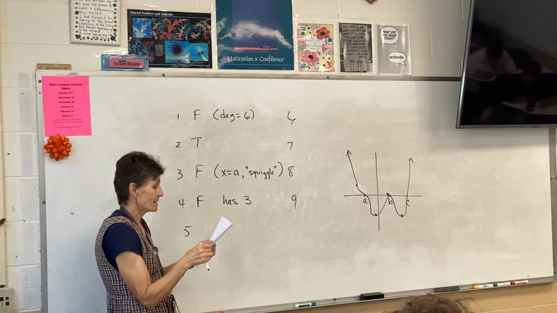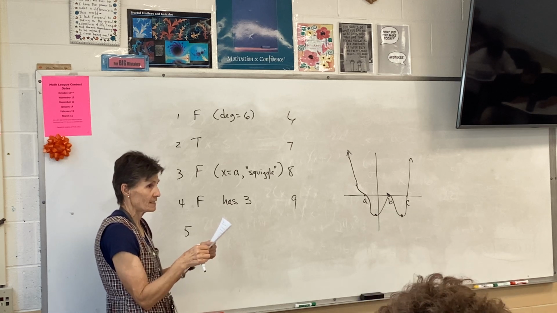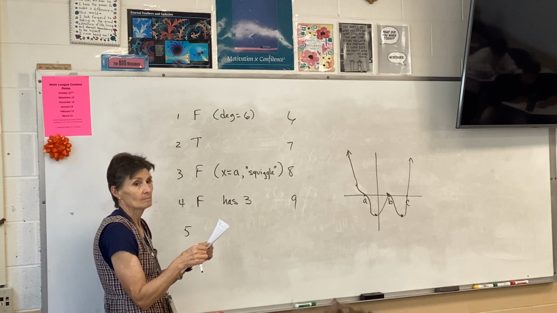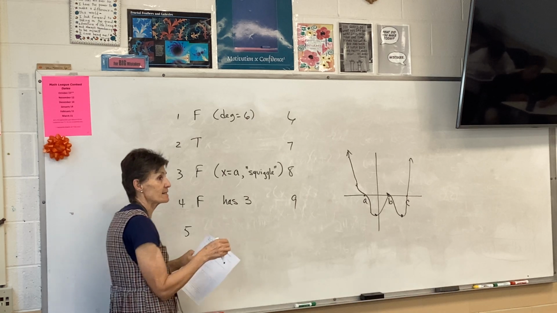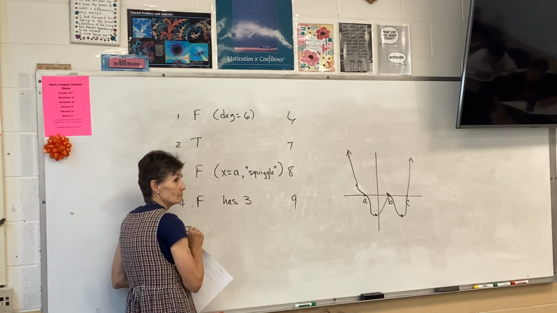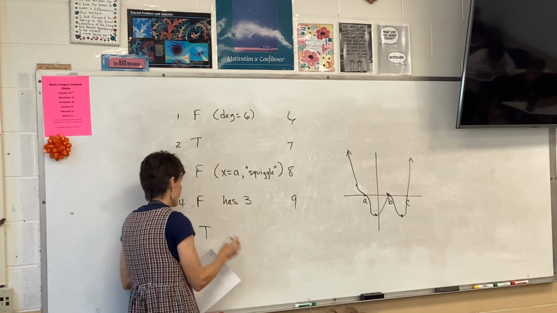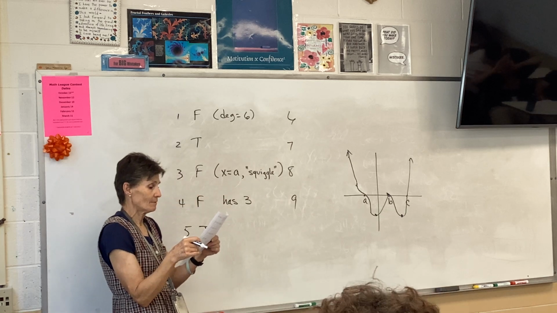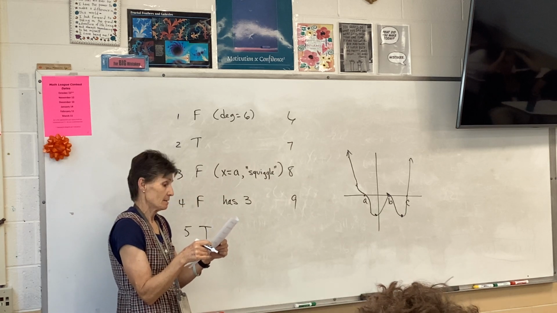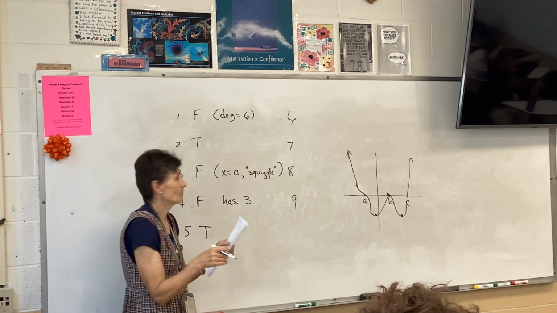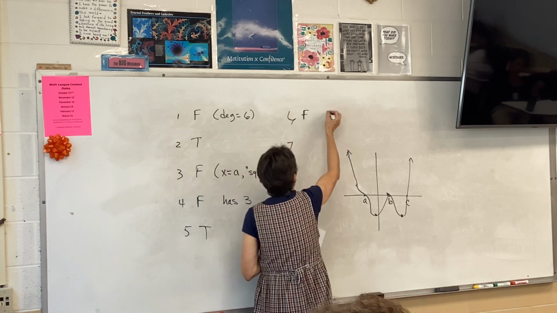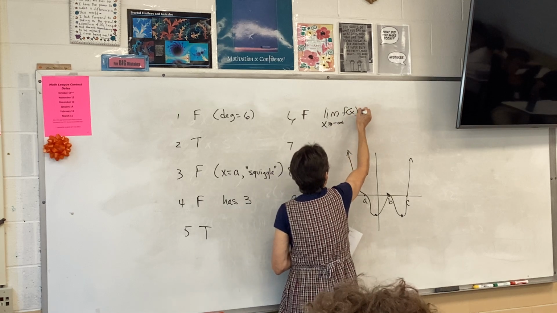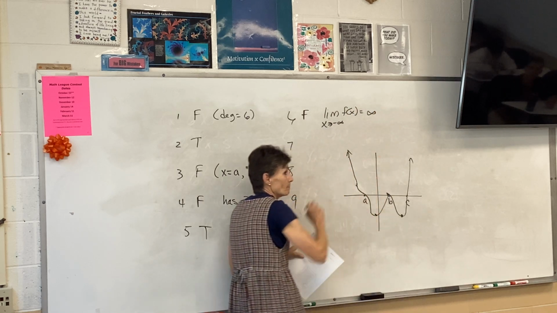The limit as x approaches infinity is infinity. True. Is that true? Yep, that's its end behavior, right? Up. That's true. The limit as x approaches negative infinity is negative infinity. False. The limit as x approaches negative infinity is still infinity, isn't it? Up.